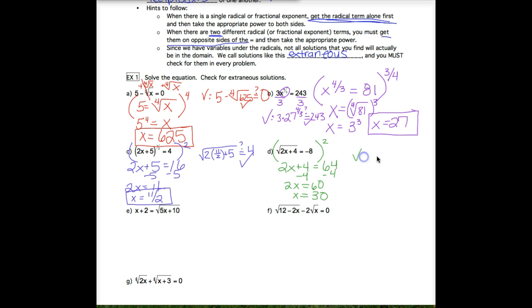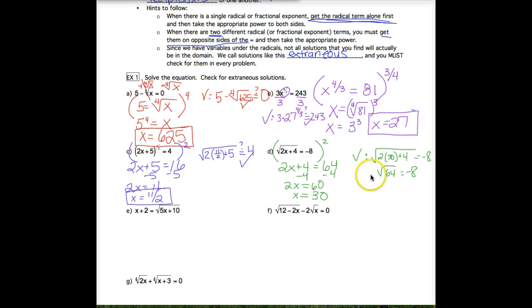Now I'm going to do my check. So I plug my 30 back in, 2 times 30 plus 4 equals negative 8. So 2 times 30 is 60, 60 plus 4 is 64. Square root of 64 equals negative 8.